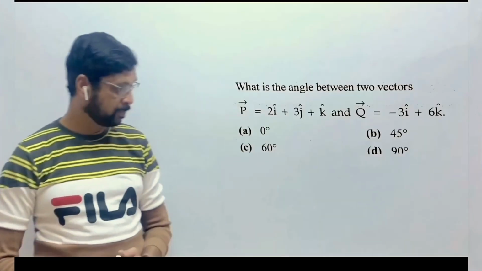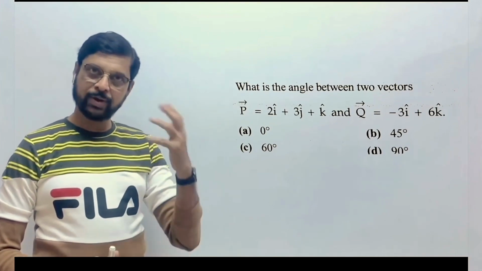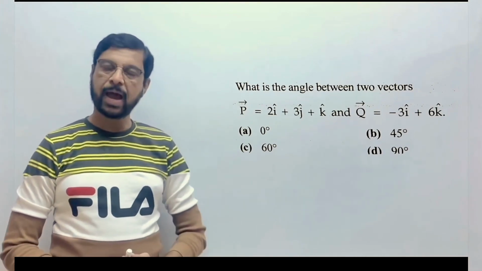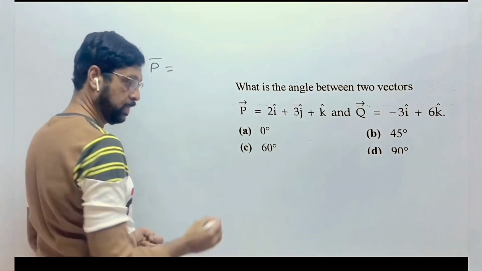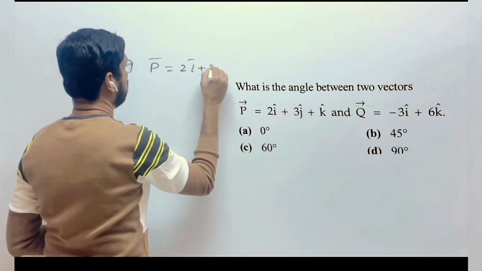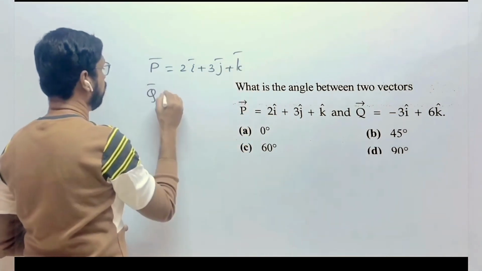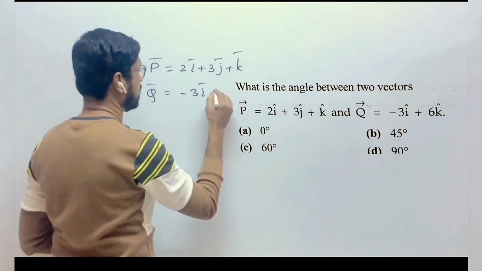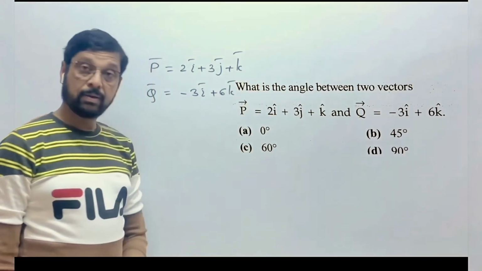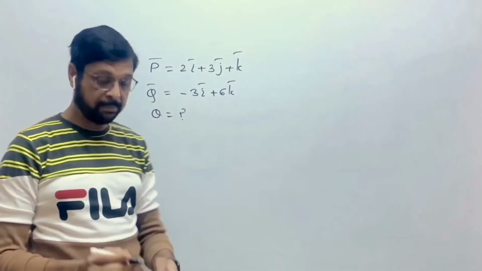The first question of your homework assignment was, what is the angle between two vectors P and Q? The two vectors are given and you have to find the angle between them. The first vector P is given to be 2i plus 3j plus k, and the second vector Q is minus 3i plus 6k. These are the two vectors and you have to find the angle between them.